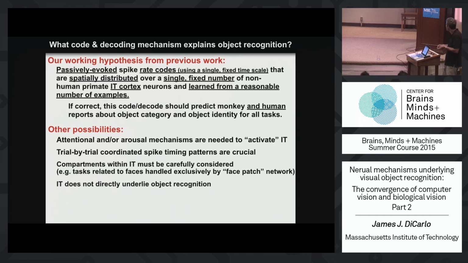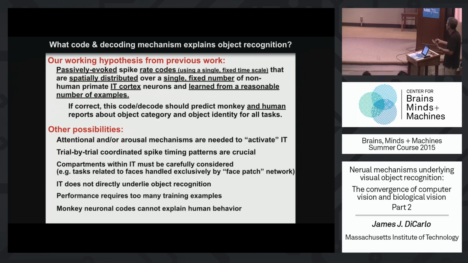IT does not directly underlie object recognition. You could imagine that. It's not known for sure, and some lesions of IT don't produce deficits in recognition. That's a possibility. Maybe you need too many training examples. Monkey neural codes cannot explain human behavior. Again, I've already shown you monkeys and humans are very similar. So these are reasons that you might say this is negative and might not work.